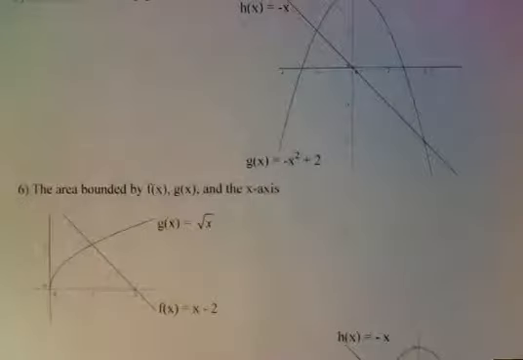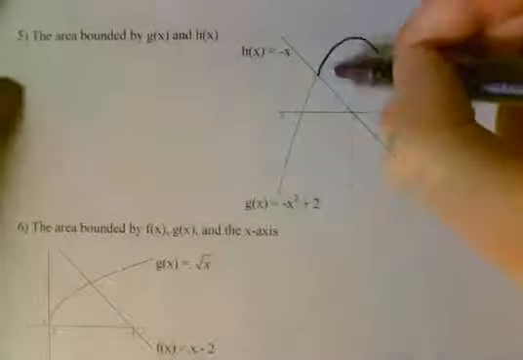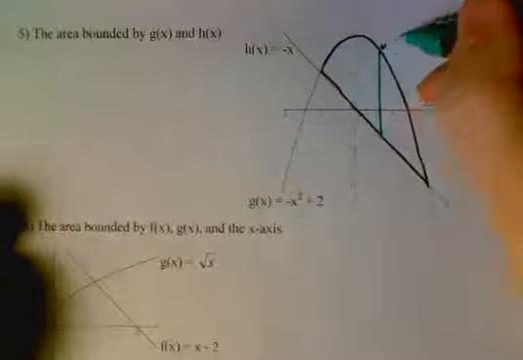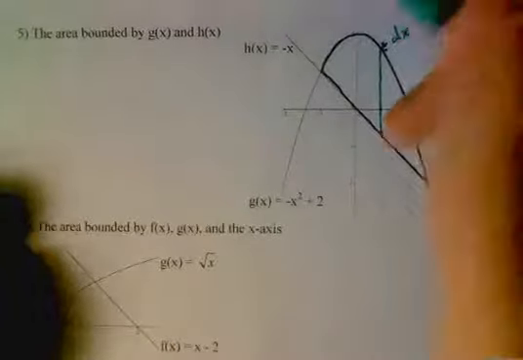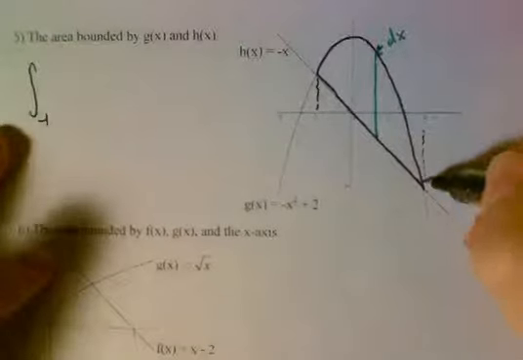Here are some more examples. Still that same idea though. Bounded by just means enclosed by, so we've got g of x and h of x. Here's a sample rectangle. The infinitely thin width is in the x direction, so that's dx. Got the integral. This time we can actually see the number for our starting point. It's again at -1. We can actually see the number for our ending point. That's at 2, very convenient.